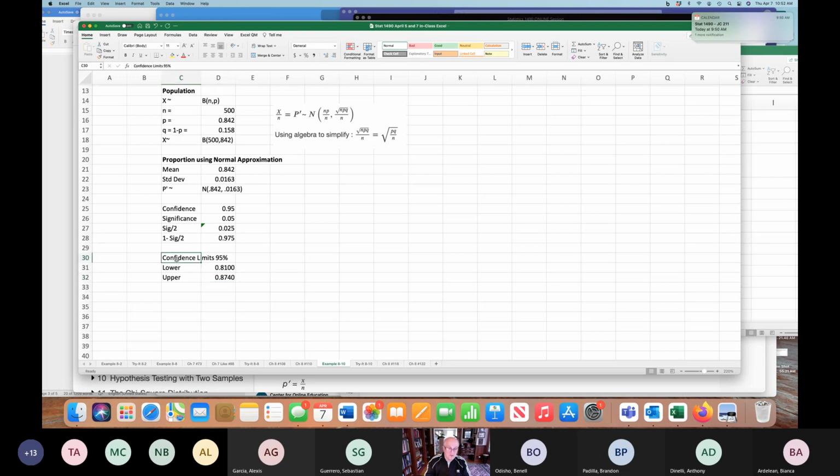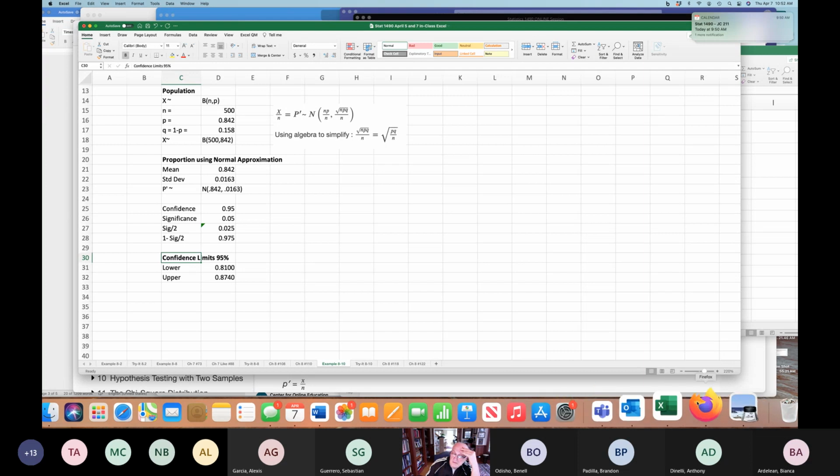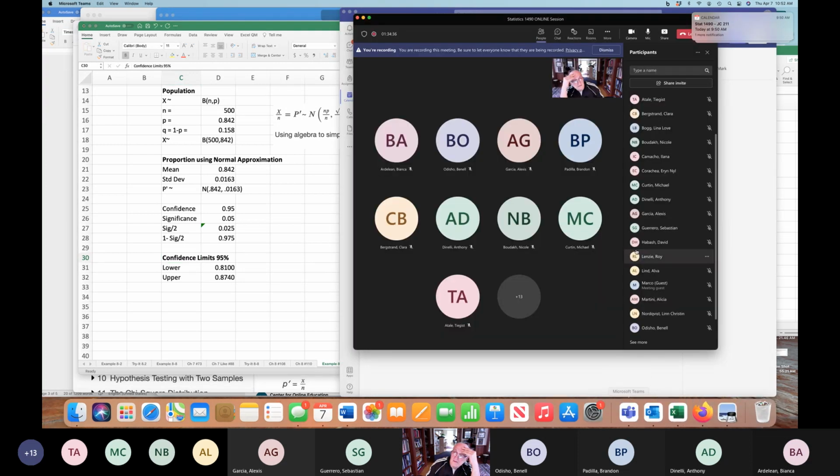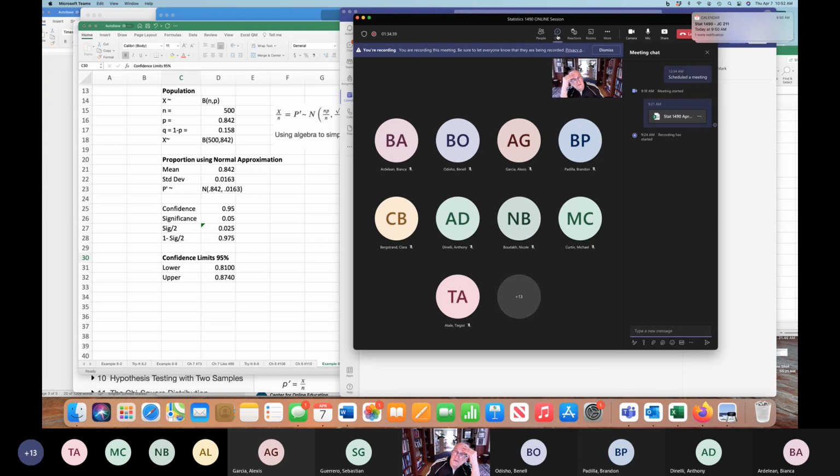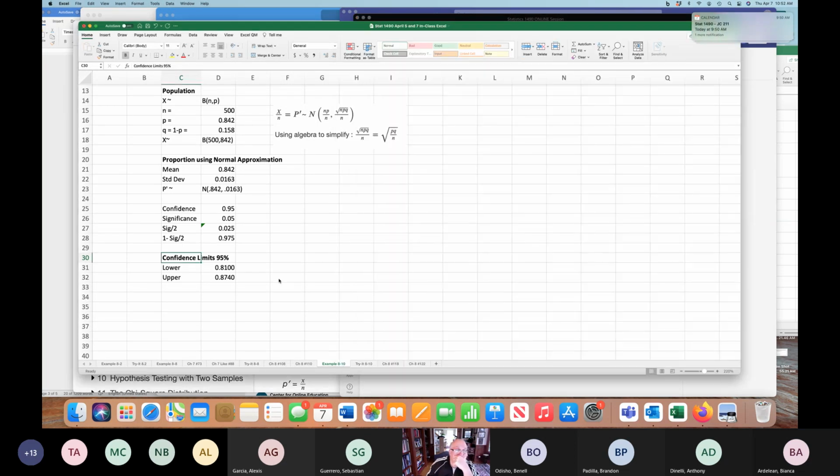So if these are my confidence intervals, it goes from 0.81 to 0.874. And I want to make the claim that 90% of the people have cell phones. Could I make that claim? Is 90% in the confidence interval? It goes from 0.81 to 0.874. Can I make that claim? No. No, I can't. I cannot.